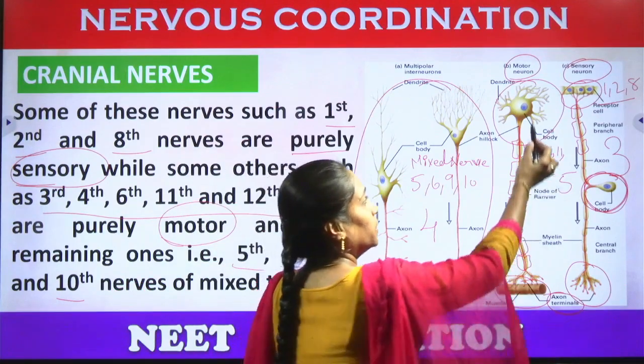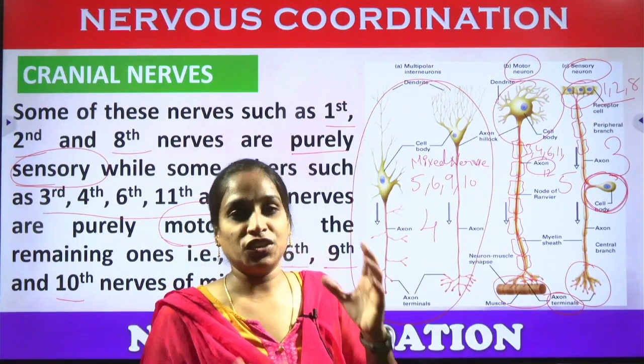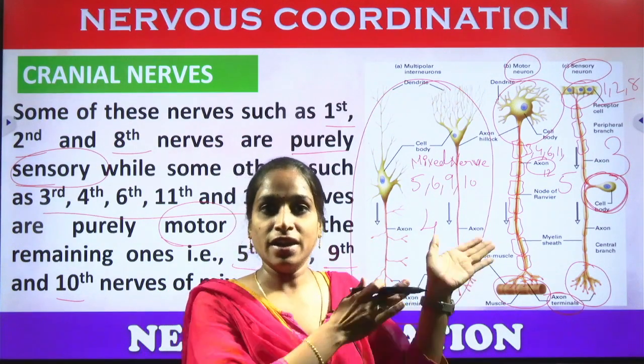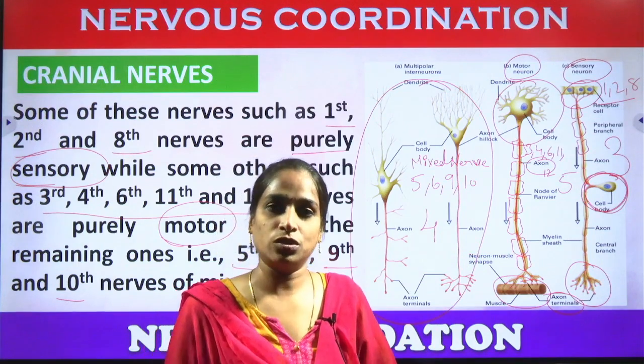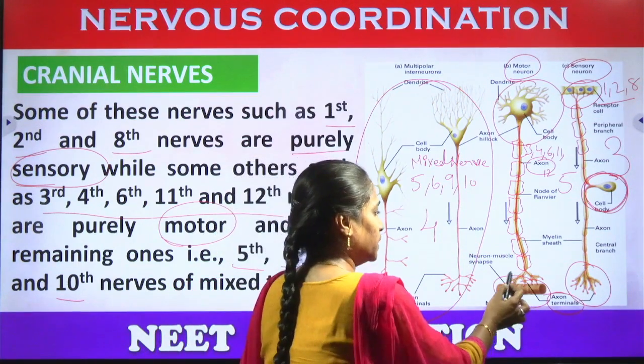Why? Because this is a motor neuron. What is the function of the motor neuron? It carries the messages after analysis by the brain and carries the impulses to the effector organs, that is, the muscle.